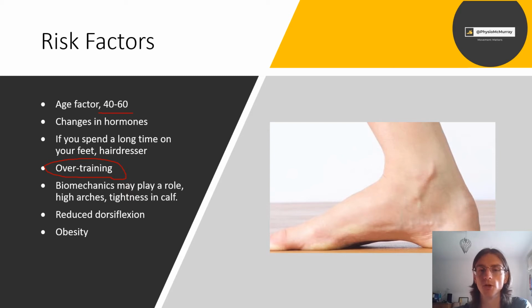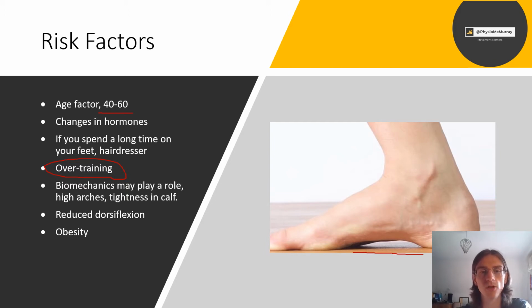So biomechanics can also play a role. As you can see in this picture here, if you're looking at someone's foot, you shouldn't be able to see the other side of the floor underneath, so that they have a really high arch, and this characteristic puts you at risk of getting plantar fasciitis. Similarly, if you get tight calves, the calf and Achilles tendon are connected to the plantar fascia. So if you have a tight calf, it's going to be pulling on the plantar fascia, which could cause the risk of getting injury.